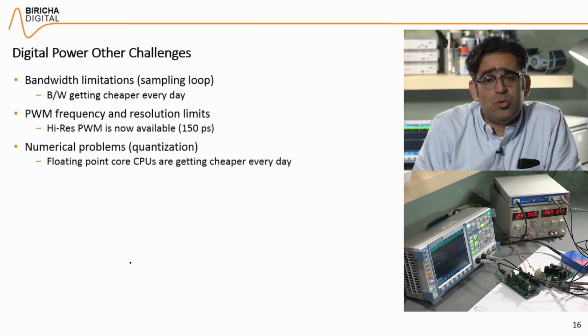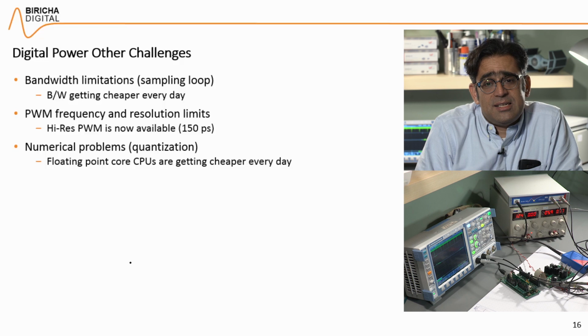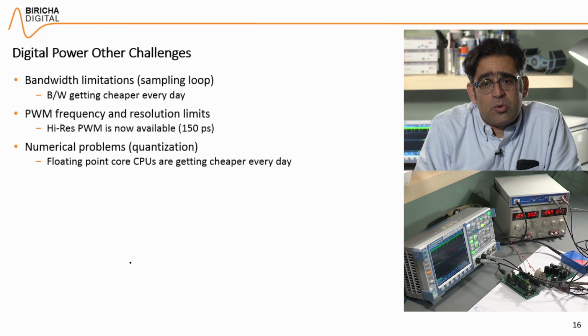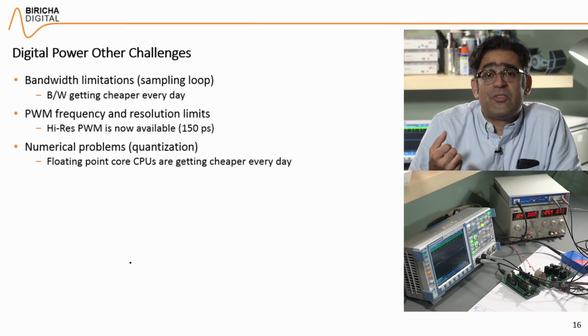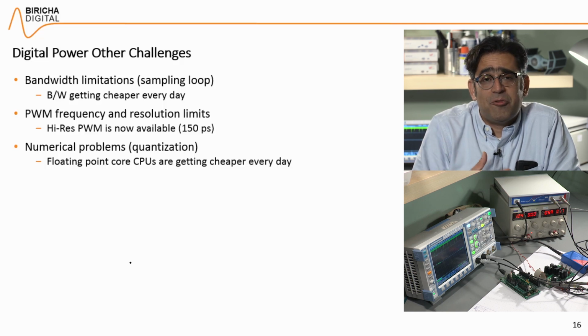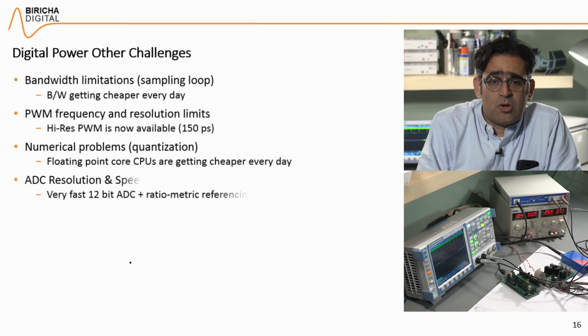Then you've got numerical problems such as quantization. Again, floating point cores are getting extremely cheap these days. You've got dedicated digital power supply ICs that have got 2, 3, 4 cores, and for very few dollars you can buy these. So that is also being solved.